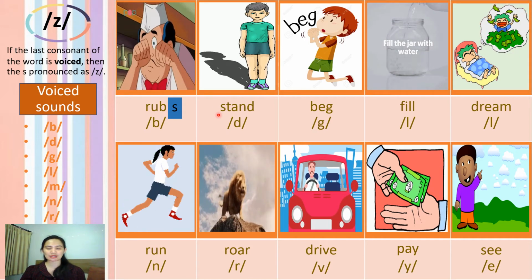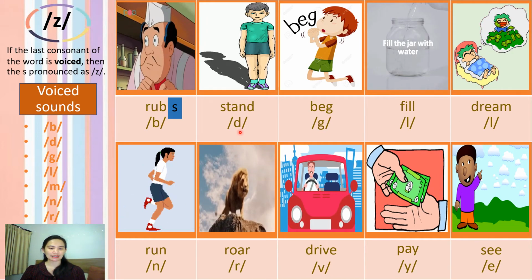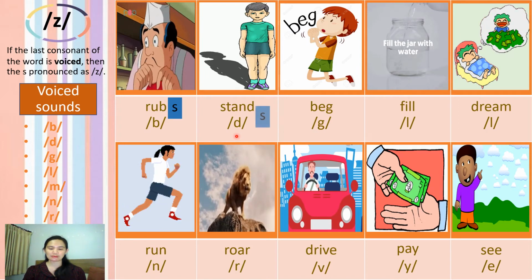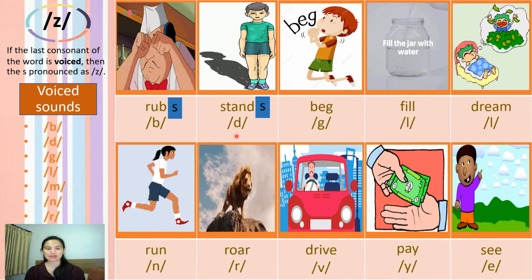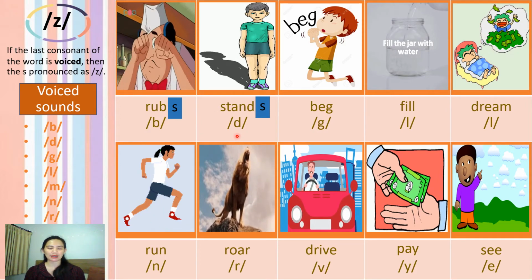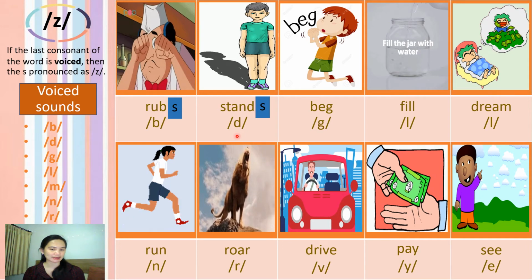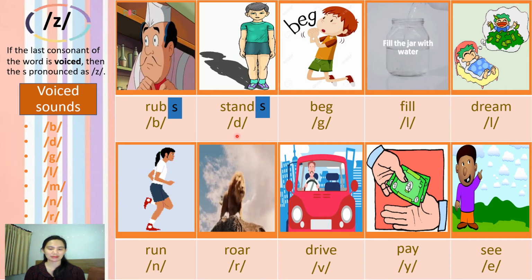So same rule to be followed in the next word. We have the word stand. Again, stand. The last sound is d. Let's put an s at the end of the simple form of the verb to make it into a simple present tense. We're going to read the word as stands. Again, stands.